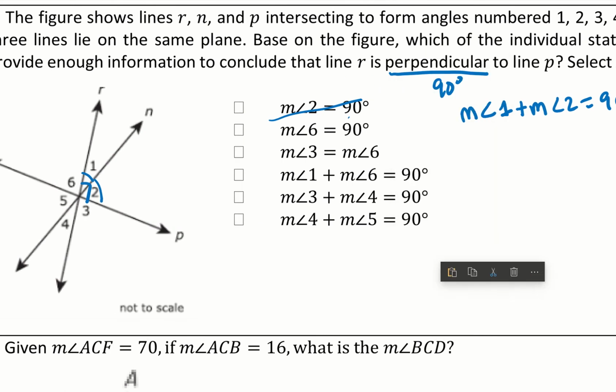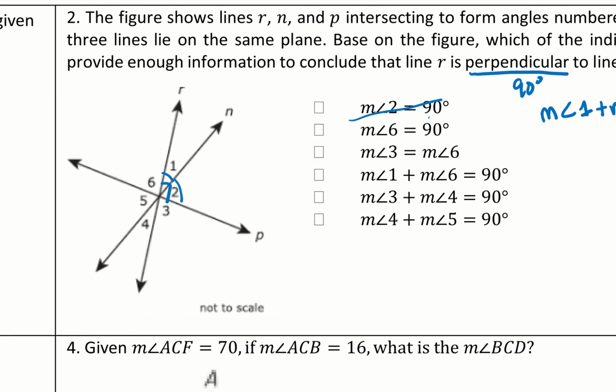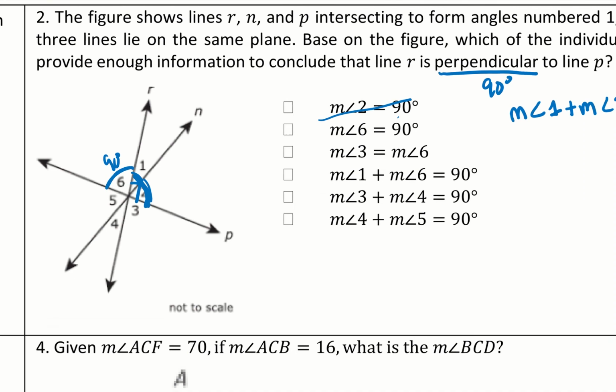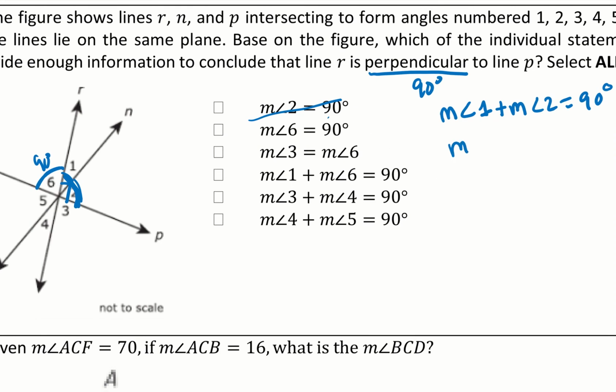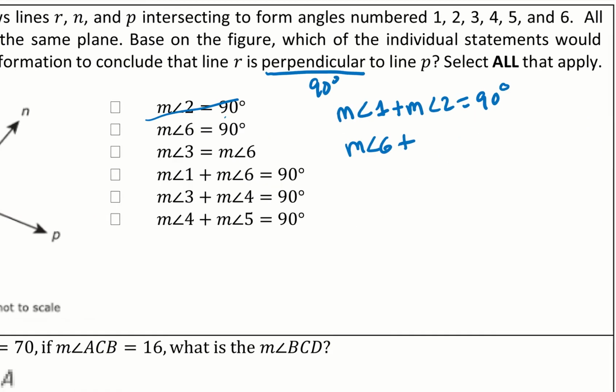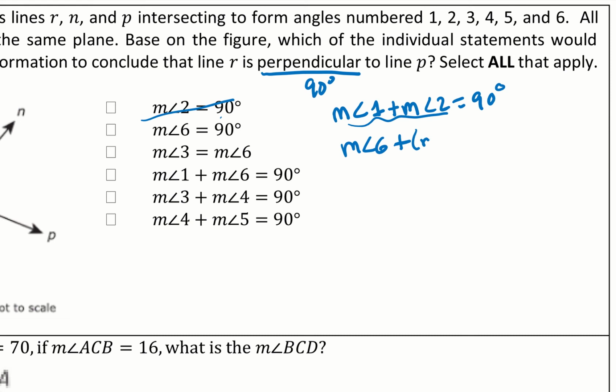All right, so for the next one, angle 6 has to be 90. Well, we know that if this is equal to 90, then this has to be 90 because this is a linear pair. So that's true. The measure of angle 6 plus all of this has to be 180, and therefore this has to be 90 because this is 90. All right, so that is true.